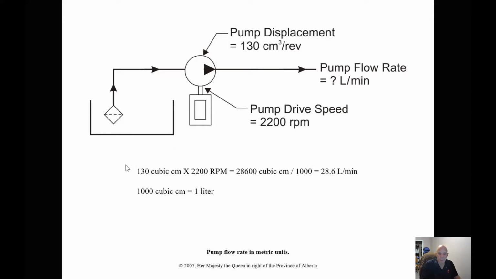Now, if we decide to go to the metric system, again, the conversion is if we do 130 cubic centimeters per revolution. Again, a pump rating of 2200 RPM gives us 28,600 cubic centimeters. We divide that by 1000, we get 28.6 liters per minute. So that's the flow rate. And why is it important? Well, it's important to know what the flow rate of the pump is for when we're testing it. And we're going to go into this when we go into testing of equipment.